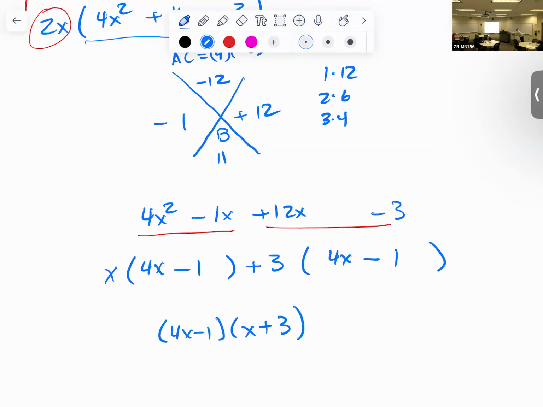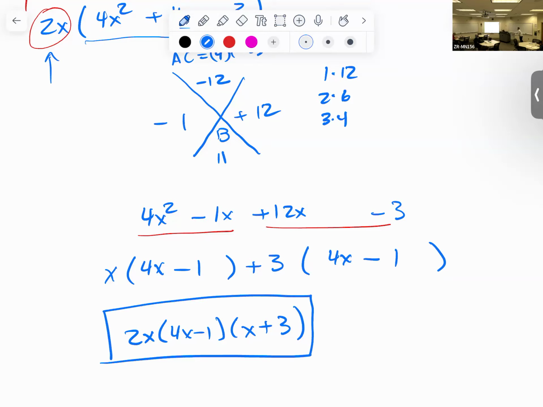And is that our answer? No, don't forget, we had it up here highlighted in red. Bring that greatest common factor all the way down. That is then our answer.